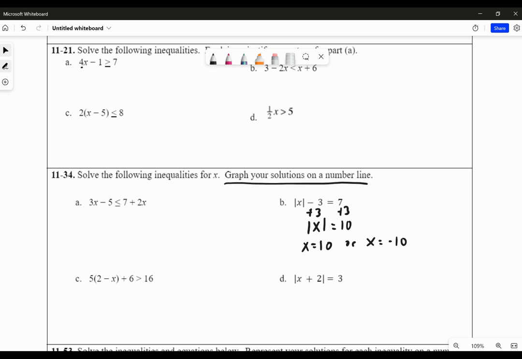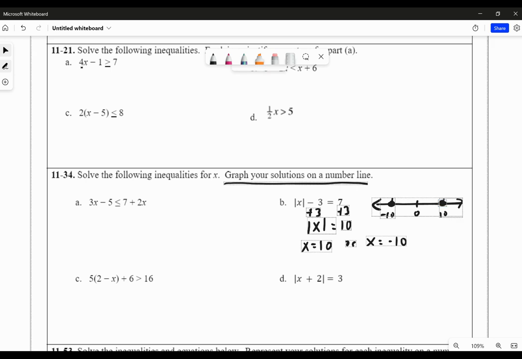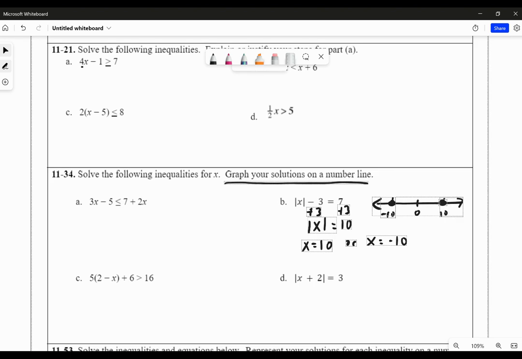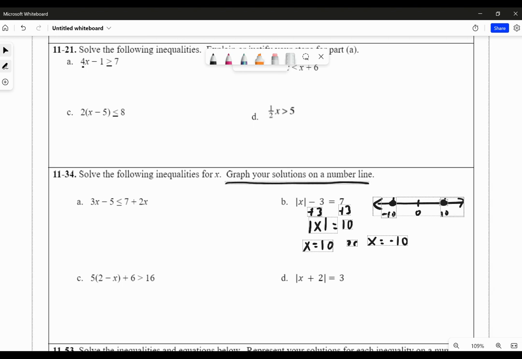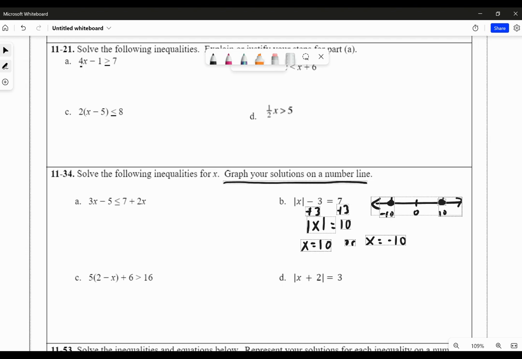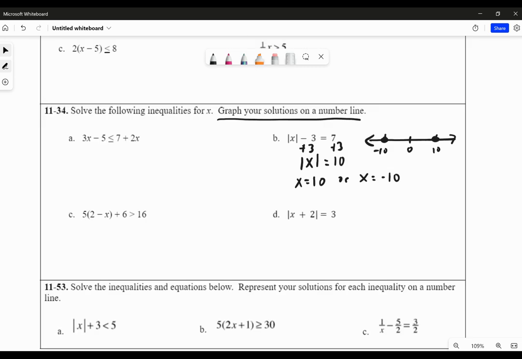So remember that when you graph this, where we have 0, we have 10, and we have -10. These are the only two solutions on this number line. There will be no other solutions. There's nothing in between. X is only equal to 10 or -10 because we're looking at the absolute value. Remember, the absolute value is the distance from 0 to our number in either direction. Let's see if I can get rid of that silly thing. Okay. So that is that.